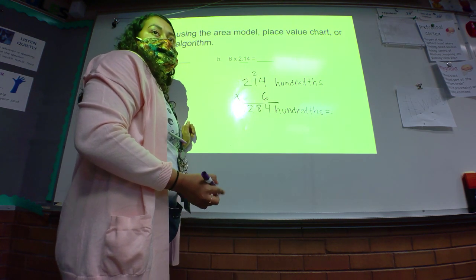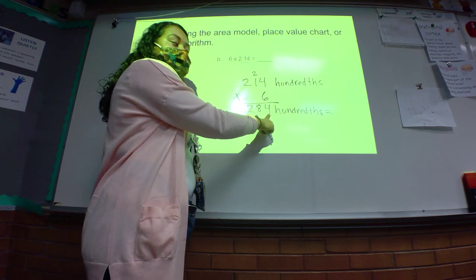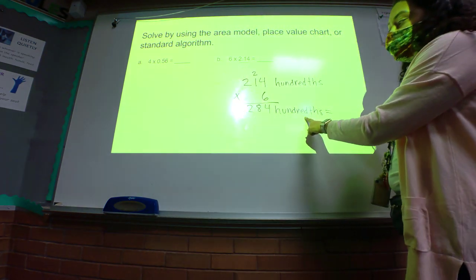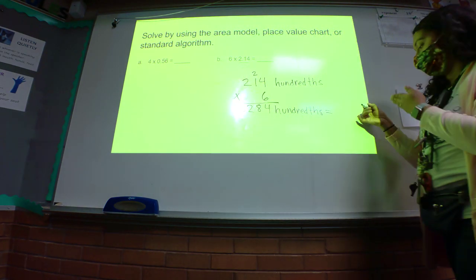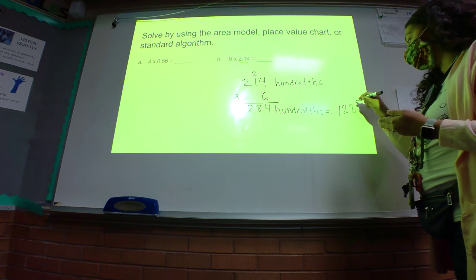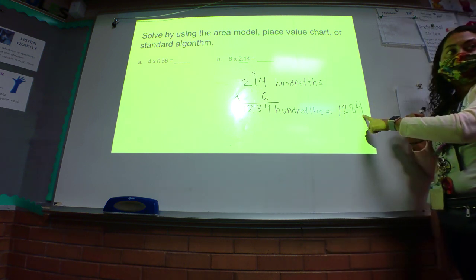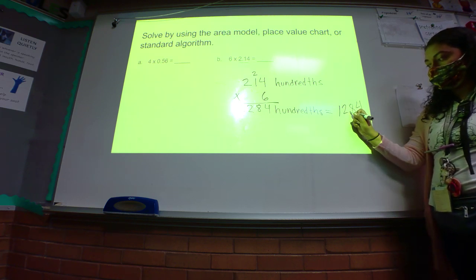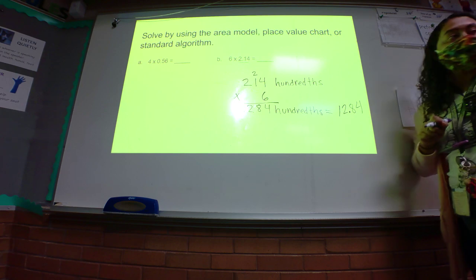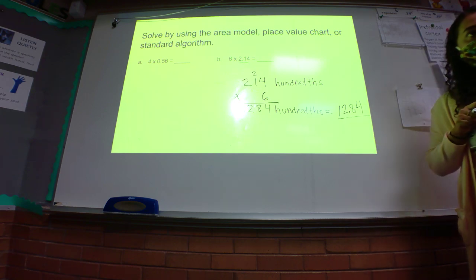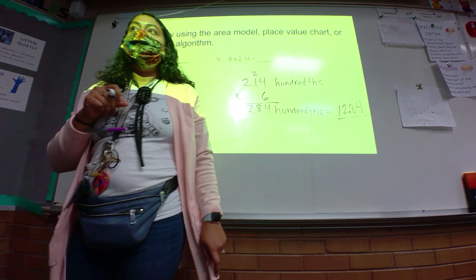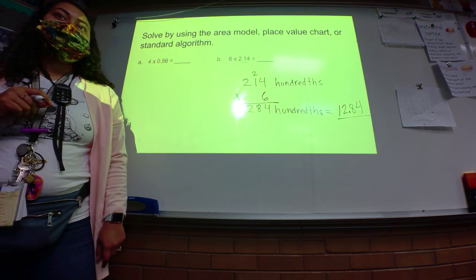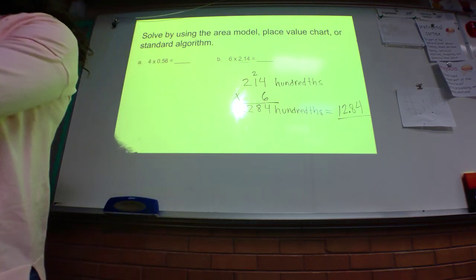Okay? So that means this last digit ends in the hundredths place. And the hundredths place is always 2 places after the decimal. So 1, 2, 8, 4. If this needs to be in the hundredths place, does my decimal go here? Here? Here is our answer, our product. Okay? That's the multiplication side.